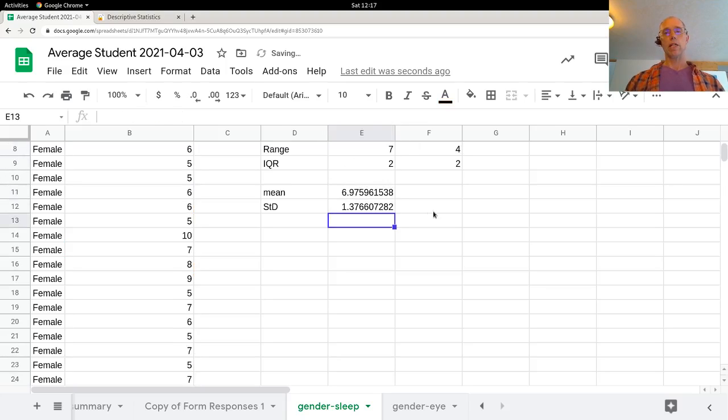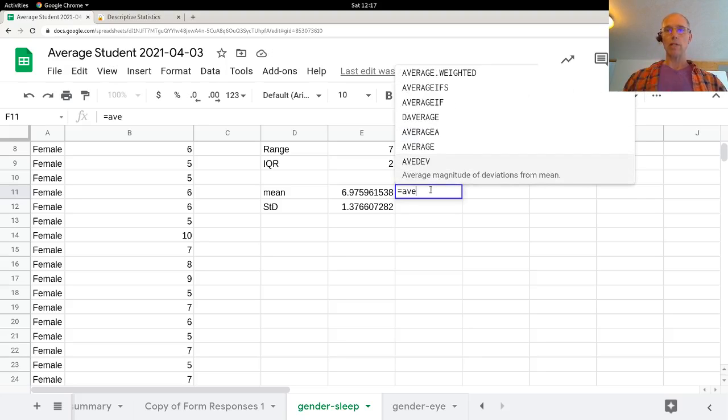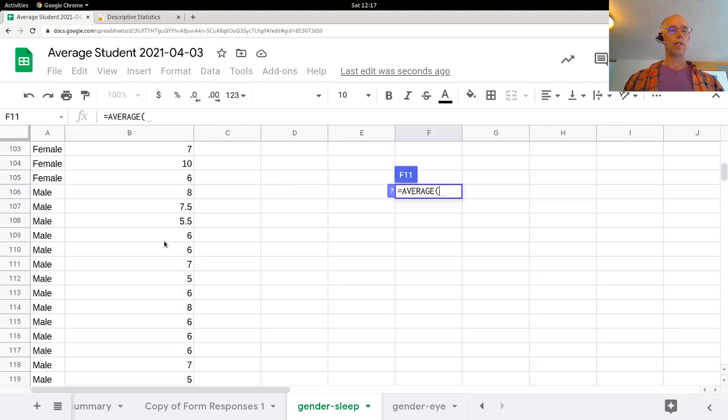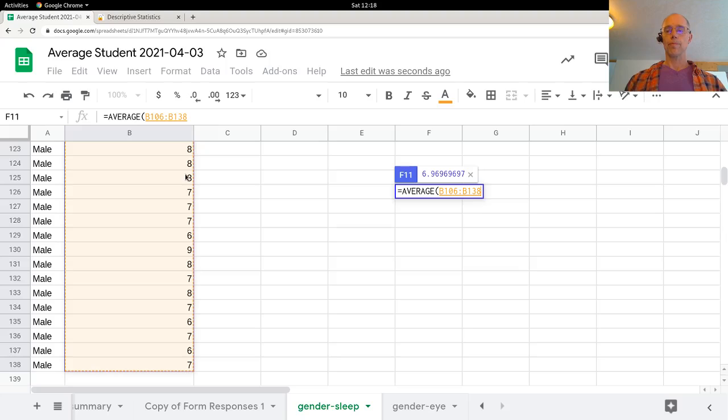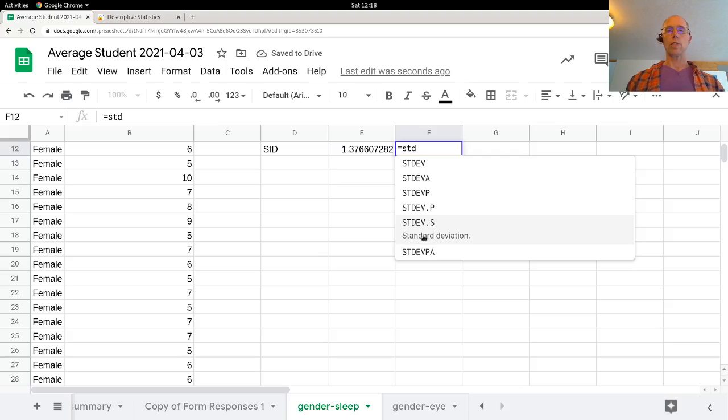Okay. I can't fill those across because they're different calculations, so I have to redo that for both male mean and male standard deviation. Average, find the males. Make sure you're in the right cell. And again, I'll just copy that range, Control-C, and do the standard deviation for the sample.